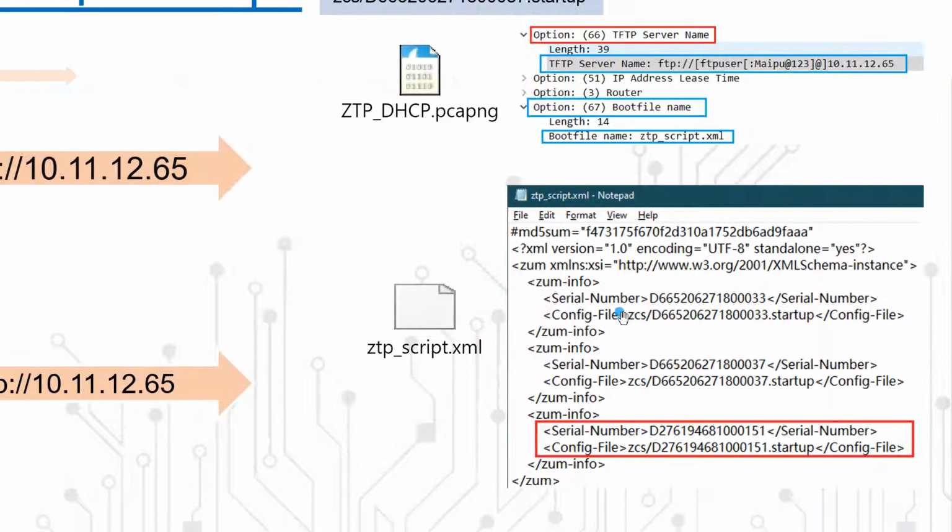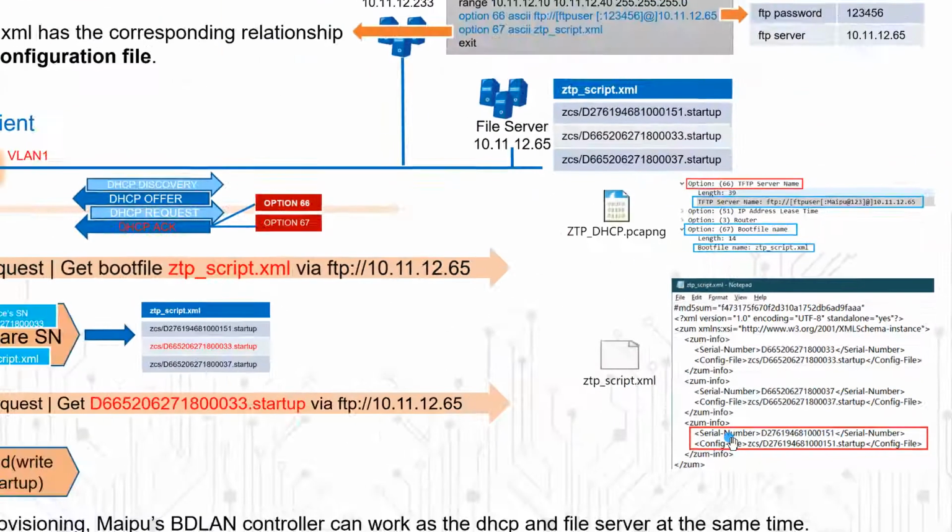And here you can see the content of the boot file, ZTP script.xml. For example, this is the serial number of the device, D276194681000151, and the corresponding configuration file is D276194681000151.